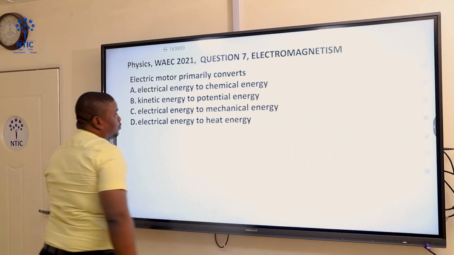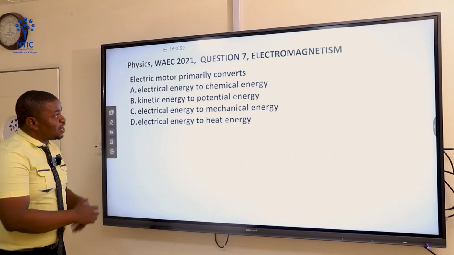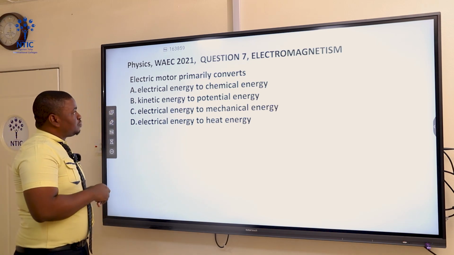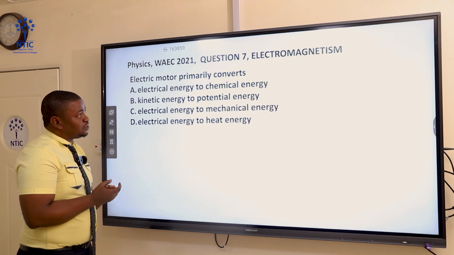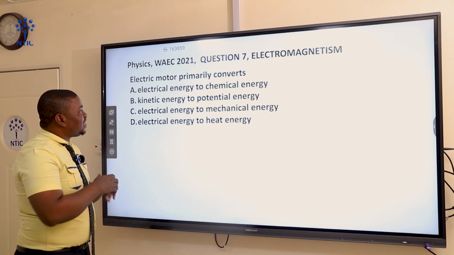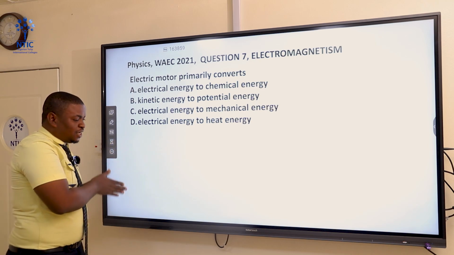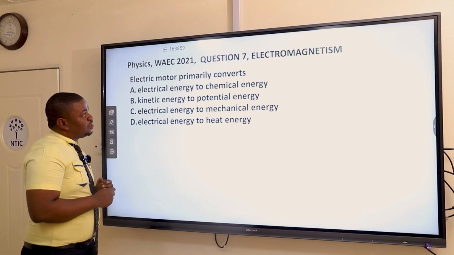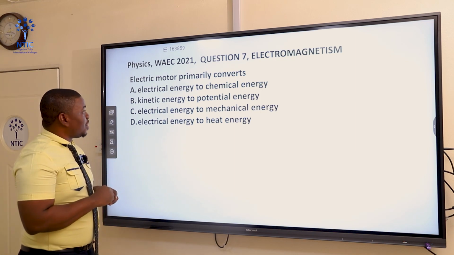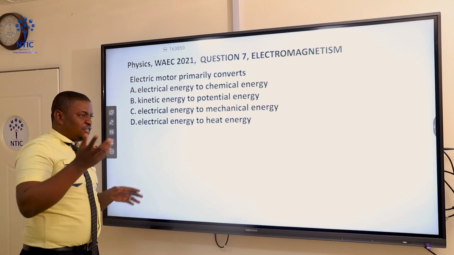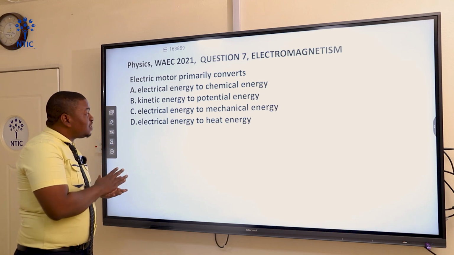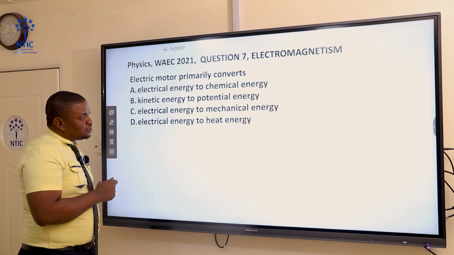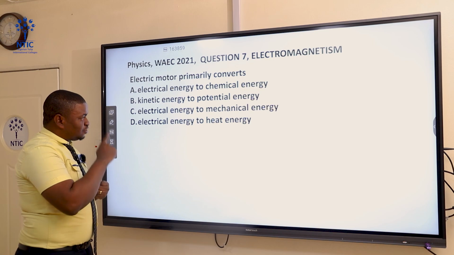We have electric motor converts dash. So we are in question 7 now under electromagnetism. Now we have some devices in physics that we call a dynamo. A dynamo is any device that can convert electrical energy to mechanical energy or mechanical energy to electrical energy. And we have two examples of a dynamo. We have what we call a motor and a generator. So a motor converts electrical energy to mechanical energy, while a generator converts mechanical to electrical.